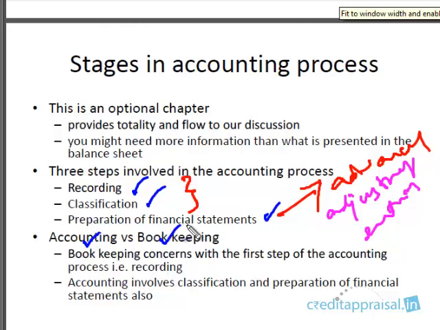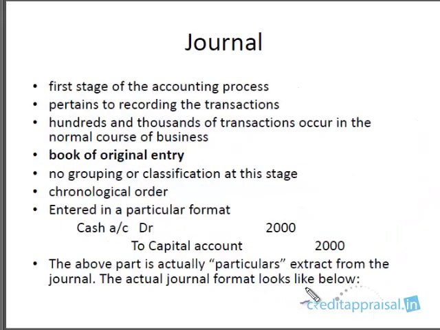At this stage I'd also like to clarify a difference between the 2 terms which are normally used interchangeably: accounting and bookkeeping. They are used synonymously, but there is a slight difference. Please note that. We have discussed that there are 3 stages in the accounting process: recording, classification, and preparation of financial statements. Of these 3, the first stage, the process of only recording the transactions, is referred to as bookkeeping, right? Whereas accounting also involves classification and preparation of financial statements. So accounting is a broader concept which includes bookkeeping, and in addition to bookkeeping, we also have the classification and the preparation stages, right?